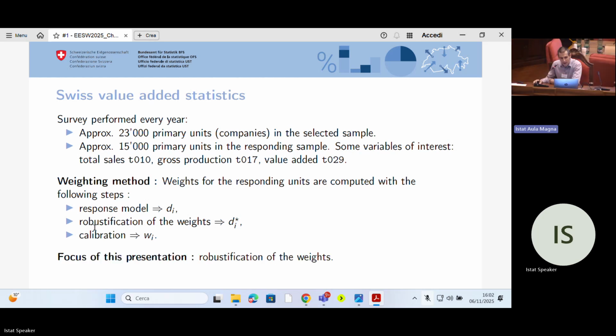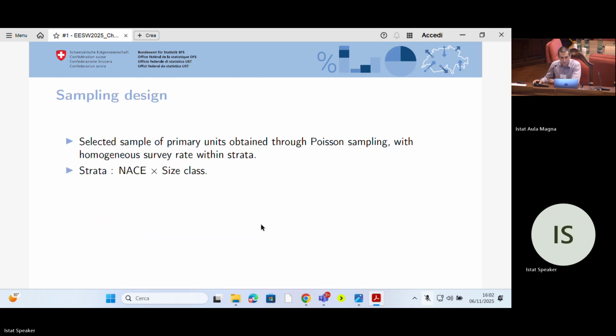So the focus today: it's interesting, but I'm not going to talk about the response model, how we give a probability of response to each unit. I'm not going to talk about the calibration either. I'm going to talk about the second step, the robustification of the weights.